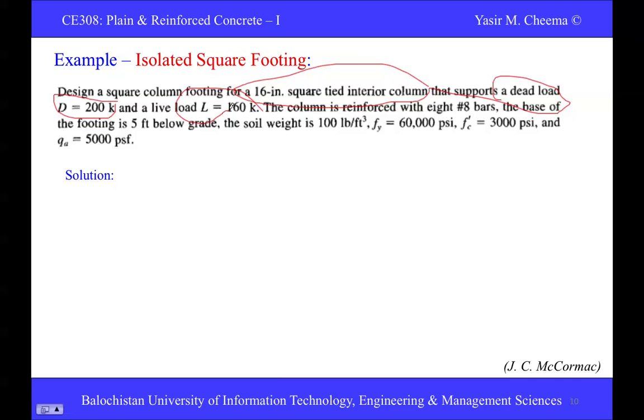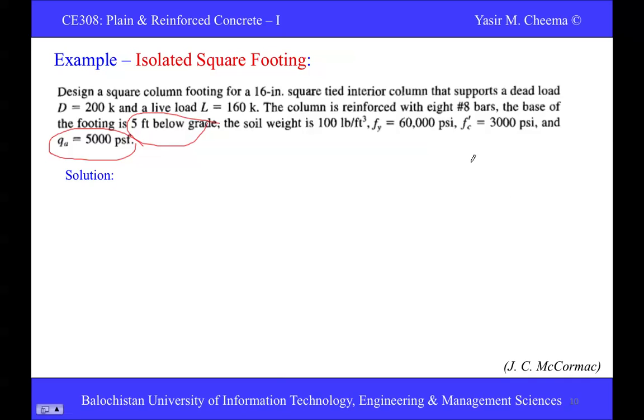The column is reinforced with 8 bars, and the base of the footing is 5 feet below the grade. Make it clear, 5 feet below the grade. The soil weight is given, and fy and fc prime are given. qa is the allowable or accepted upward pressure, the one we were mentioning as qu.